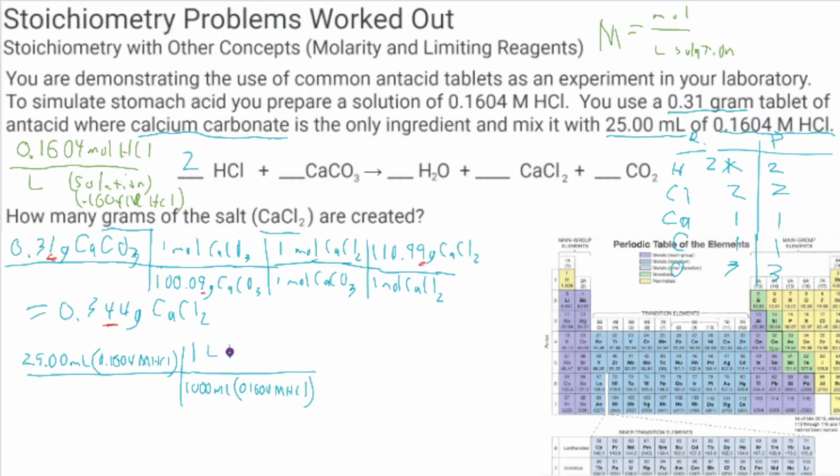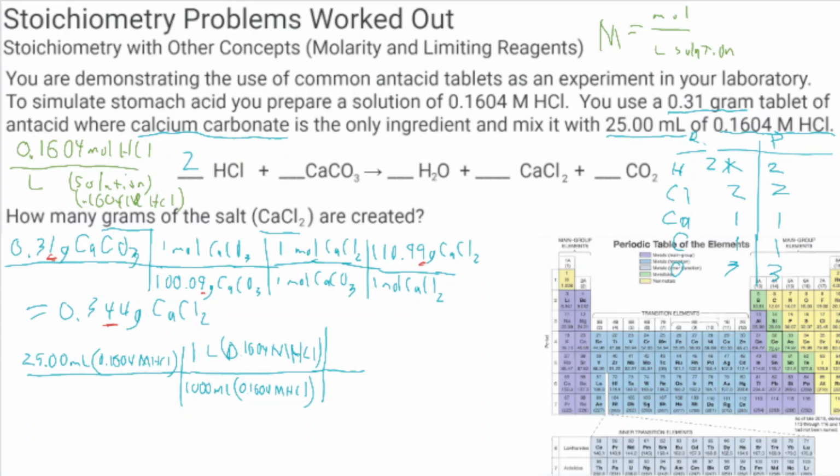of 0.1604 molar HCl. Now you can label this however you want. Some people like to label it as solution 1 or solution A. I like to put the concentrations down so if I go back and look at it, I know what it was. But use whatever you want. Now we can use that molarity that we wrote up earlier, so we can convert from liters to moles of that solution.